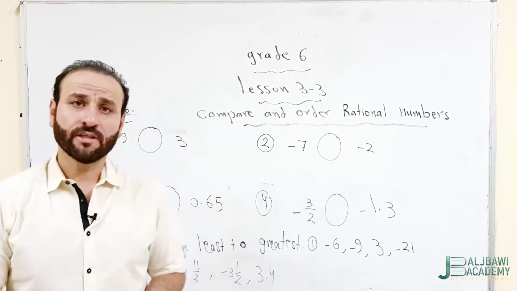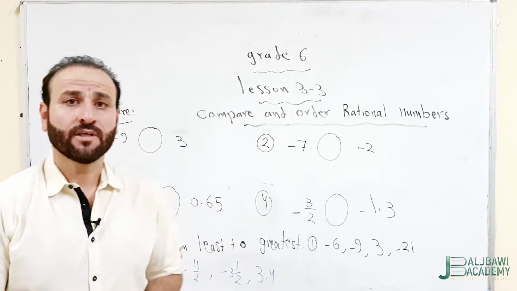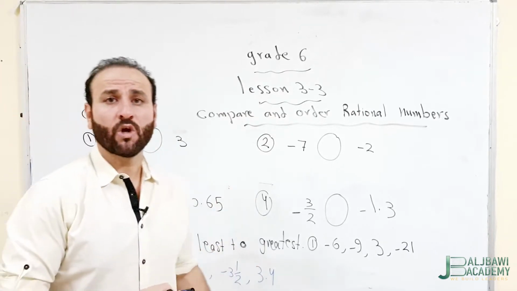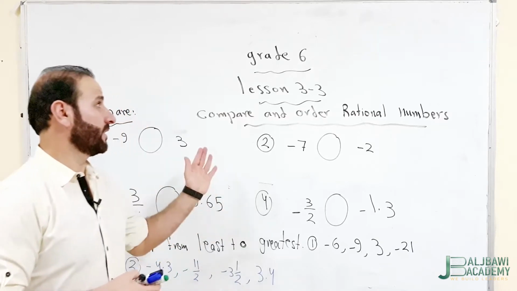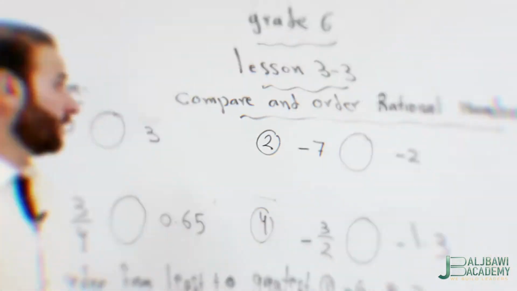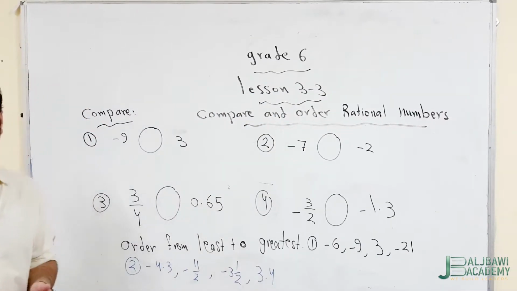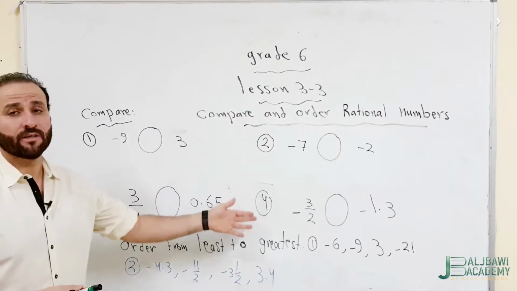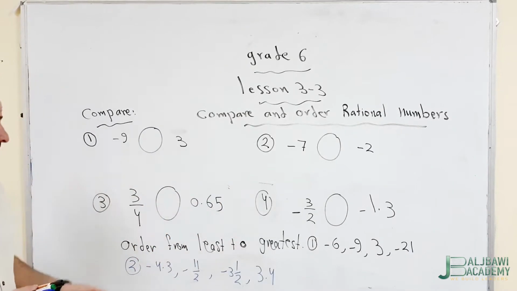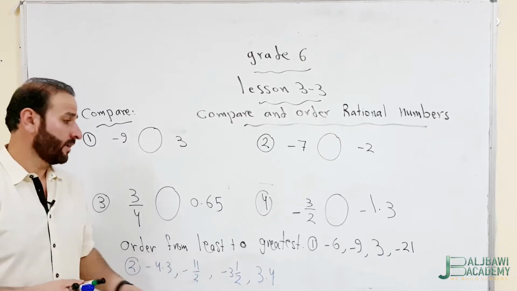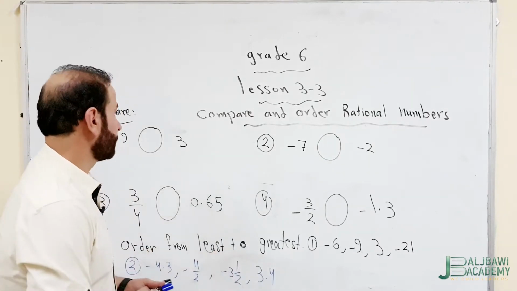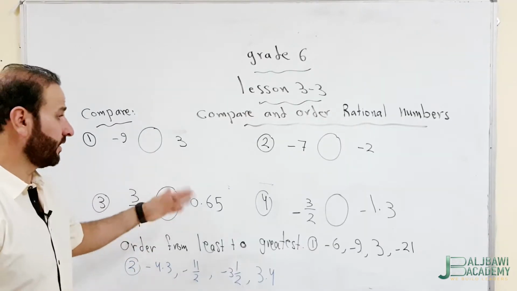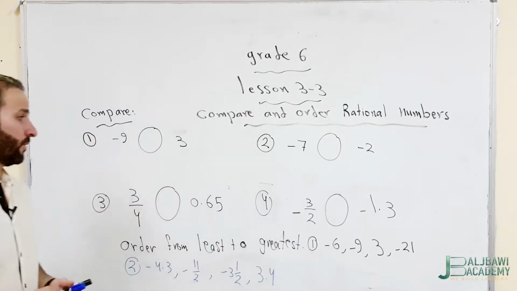In today's session, we're going to talk about a very important lesson, which is comparing and ordering rational numbers. It is lesson 3.3 for grade 6. Here we start. I will give you some examples of how to compare rational numbers and how to order them from least to greatest or from greatest to least. I'll start with easy ones, then I'll go to harder questions.